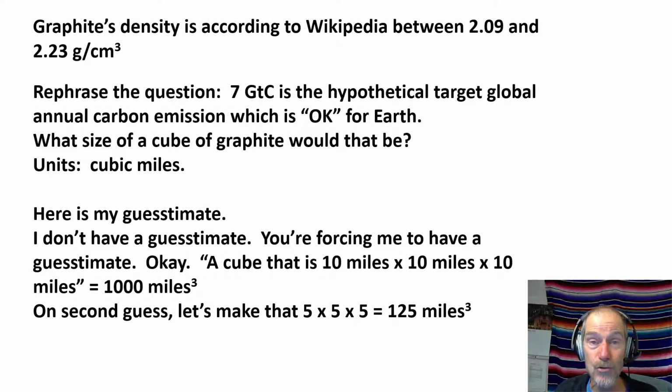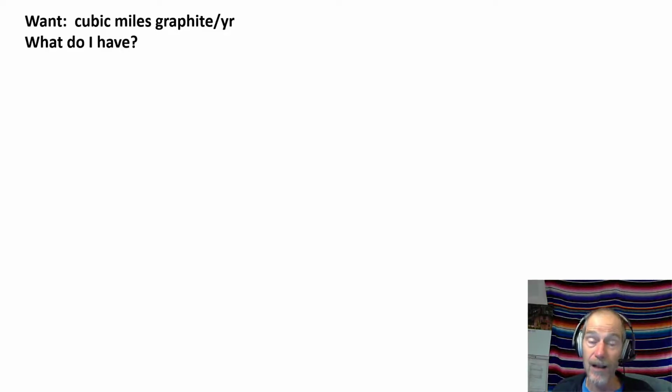When you guess, that's sort of the level of guessing you do. You don't know, but you guess. You use your best effort, knowing that it's going to be wrong. That's okay. It's a guess. So again, what do I want? Cubic miles of graphite per year. And then what do I have? Not a lot, but I thought about some stuff and I went and got it.